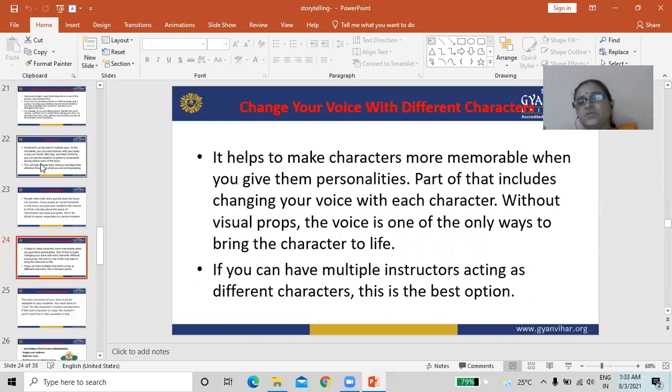Change your voice with different characters. It helps to make characters more memorable when you give them personalities. Part of that includes changing your voice with each character. Without visual props, the voice is one of the only ways to bring the characters to life. If you can have multiple instructors acting as different characters, this is the best option.